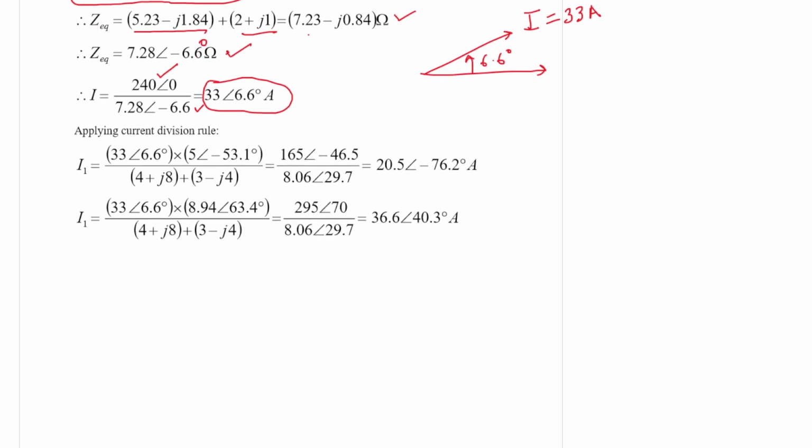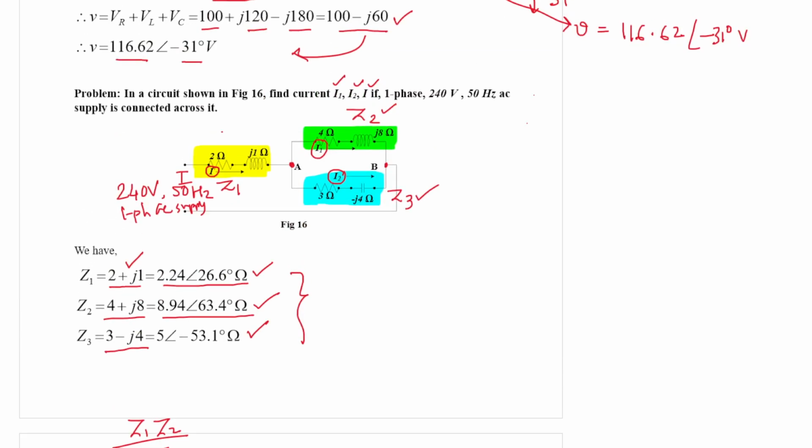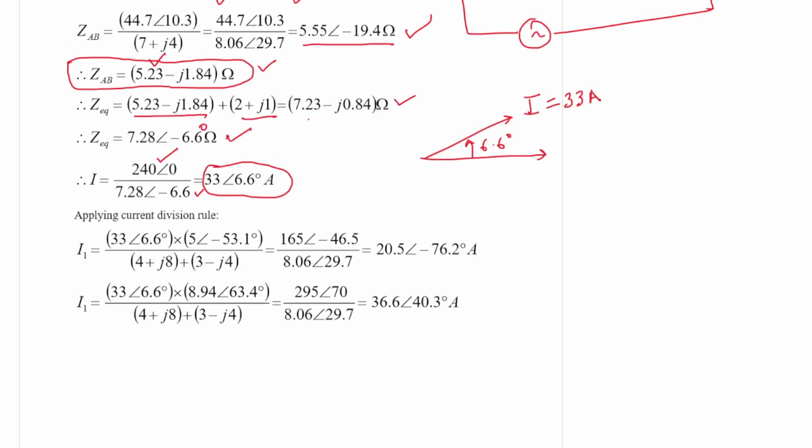Now suppose this is the current I, which we have already evaluated as 33 angle 6.6 degree. After reaching this node, it gets two paths. One is along I1, another one is along I2. So I must be equal to I1 plus I2. In this type of division, we use a very famous rule which is called the current division rule. We shall discuss this current division rule later on in the network theory module.